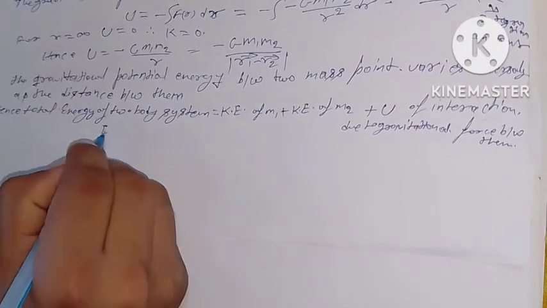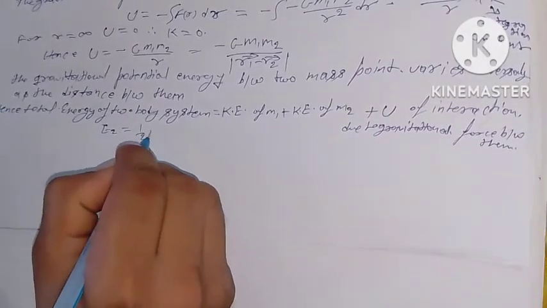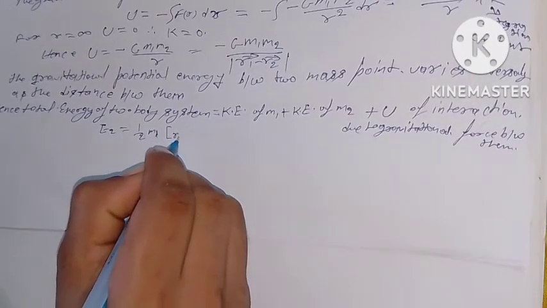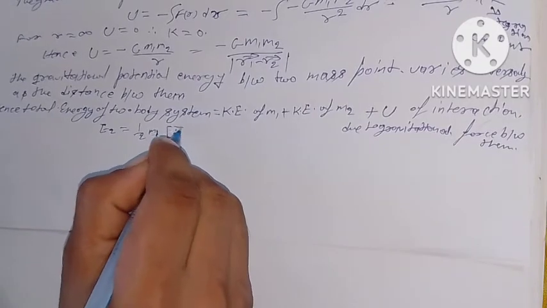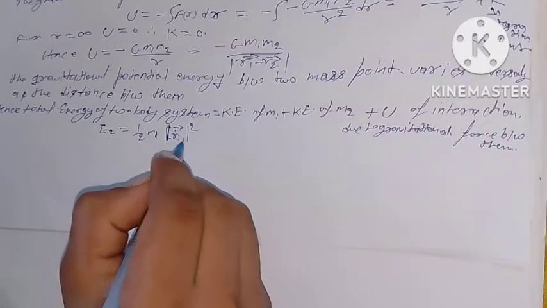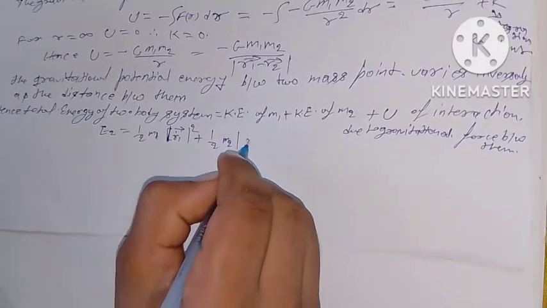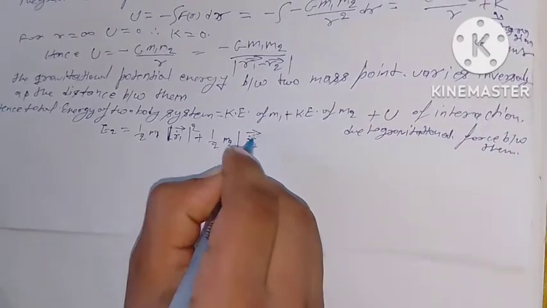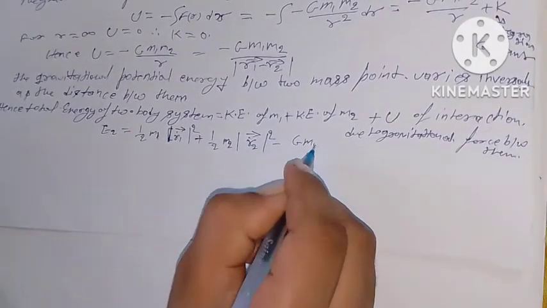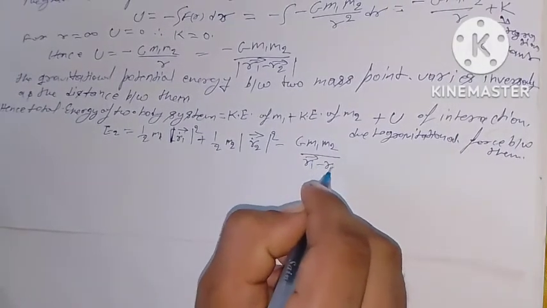Then E2 equal to 1 upon 2 m1 in mod derivative of r1 vector whole square plus 1 upon 2 m2 in mod derivative of r2 vector whole square minus G m1 m2 upon r1 vector minus r2 vector.